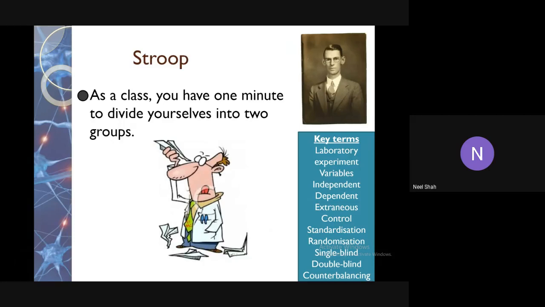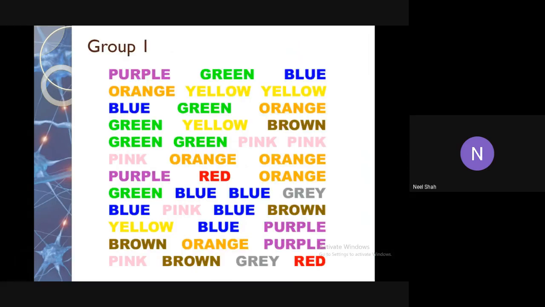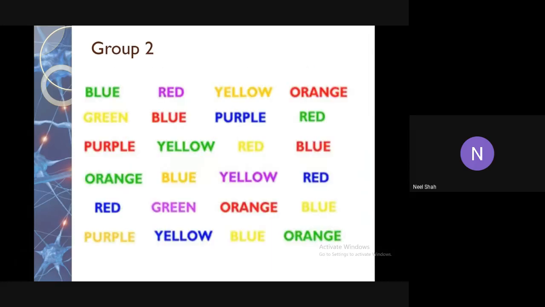The other thing that you can have a look at yourself is the Stroop test. I've attached that as well. That's a fun activity for you to do. So you can kind of go through that, but I won't go through it on the slide.